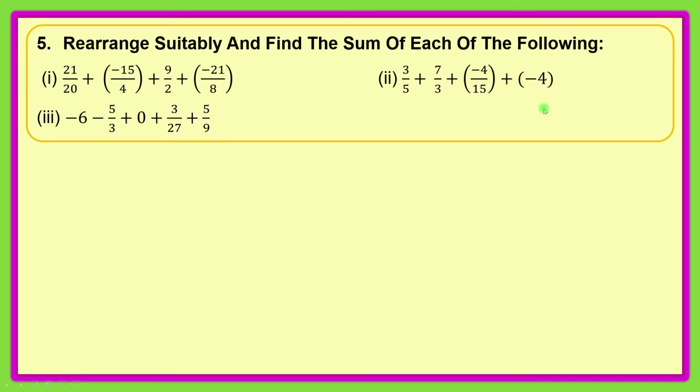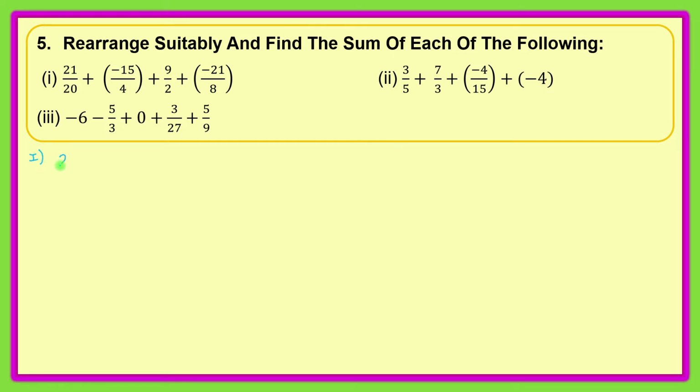So now today we are going to start from the 5th question. The 5th question says, rearrange suitably and find the sum of each of the following. In today's question, we have 3 parts. Now I am going to solve the first part to tell you how to solve these types of questions. So now let's start.